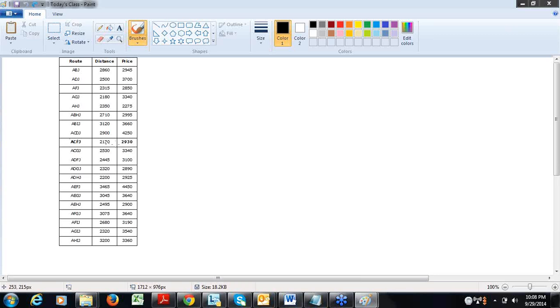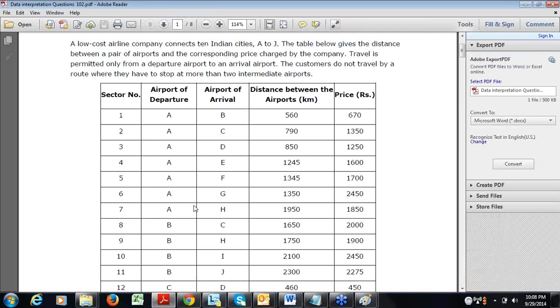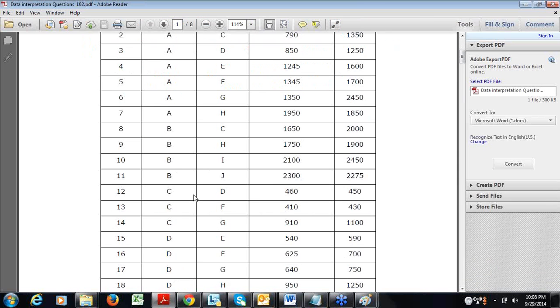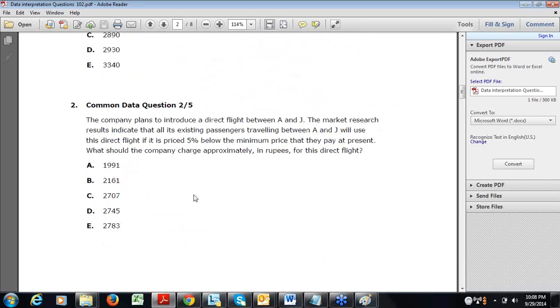Well, this is 2930. Okay. Now, next question, what it is asking. The company plans to introduce a direct flight between A to J. The market research indicates that all of its existing passengers traveling between A and J will use the direct flight if it is priced 5% below the minimum price that they pay at present. So what you have to find out is the minimum price that they actually pay at present.